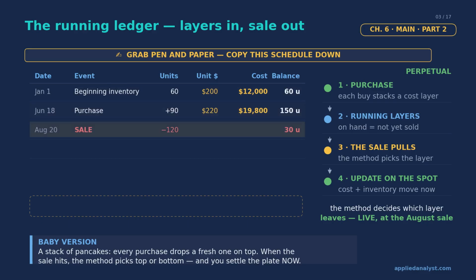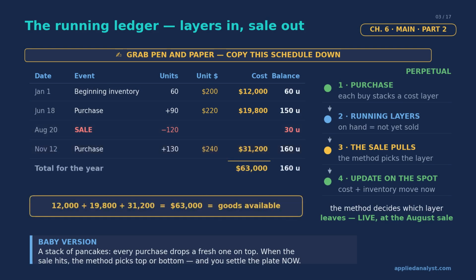And notice, the November purchase does not exist yet. November 12th, 130 units at $240. That row is worth $31,200, finishing the year at 160 units on hand. Now add the cost column straight down, $12,000, then add the $19,800, then add the $31,200. That sum, $63,000, is your cost of goods available for sale. It's not a number from nowhere. It's every purchase row added up.